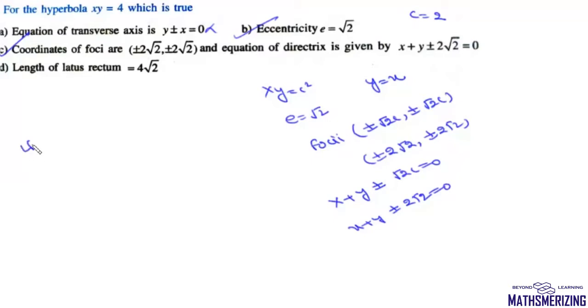Now what is length of latus rectum? Length of latus rectum is 2 root 2 into c. So this will be 4 root 2. So that means this option D is also correct.